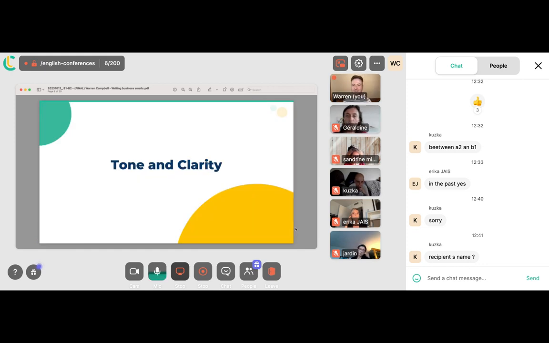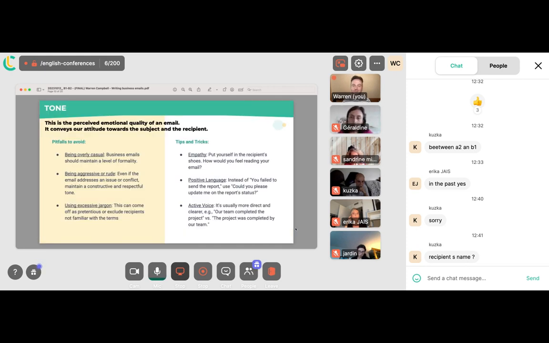Tone and clarity. A little bit of advice for everyone here. Some pitfalls to avoid. It's a business email. It goes without saying. Don't be overly casual. You need to maintain that level of formality. Things you can do with this, avoiding contractions, for example. Okay, like I am, I'm, that's a contraction. Write it out in full. I am, you're, you are.